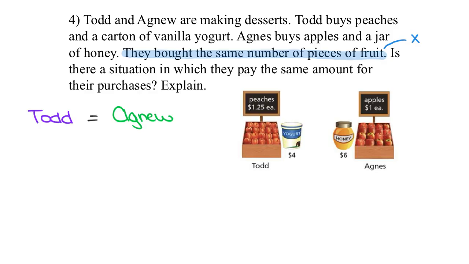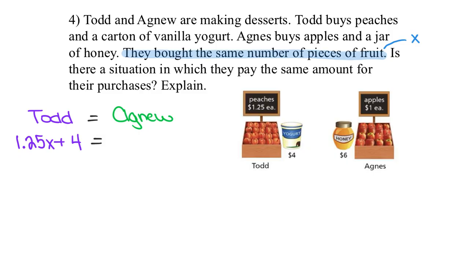What expression would we use for Todd? He is buying peaches and vanilla yogurt. X plus 4. No, because we're talking about the cost. There you go. The 1.25 needs to be on your variable because it's $1.25 per piece of fruit, and Todd's yogurt. And we want it to equal Agnes on the other side.